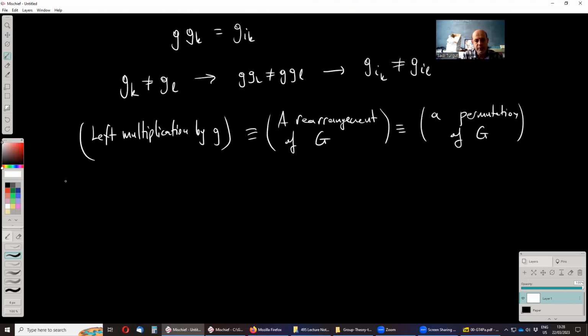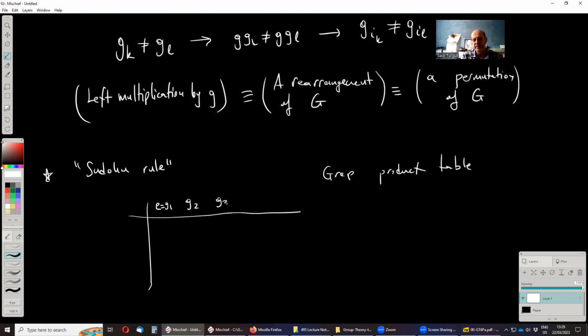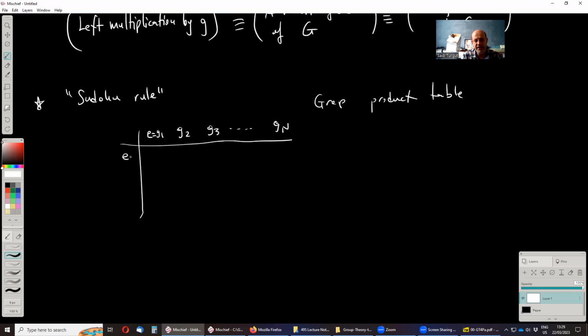Okay, so I'm going to come back to this later, but this is equivalent to what I call the Sudoku rule. That's my way of explaining this. So just think about this group product table. You write down the identity here, the first element, then the second element and so on, G2, up to Gn. And you write down the identity here and G2 here and so on.